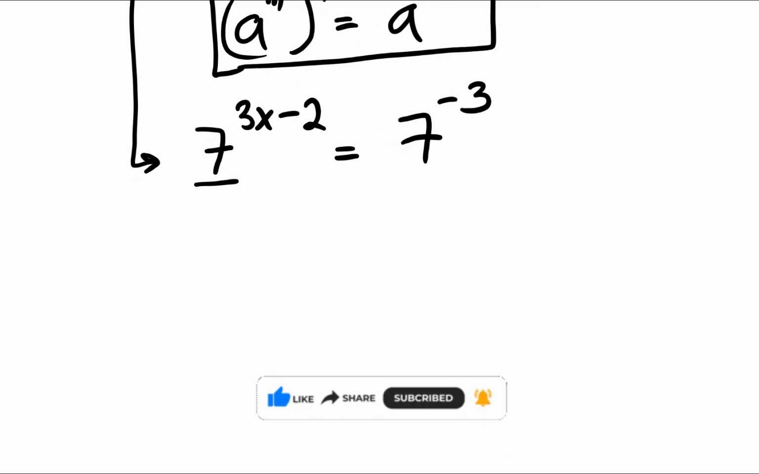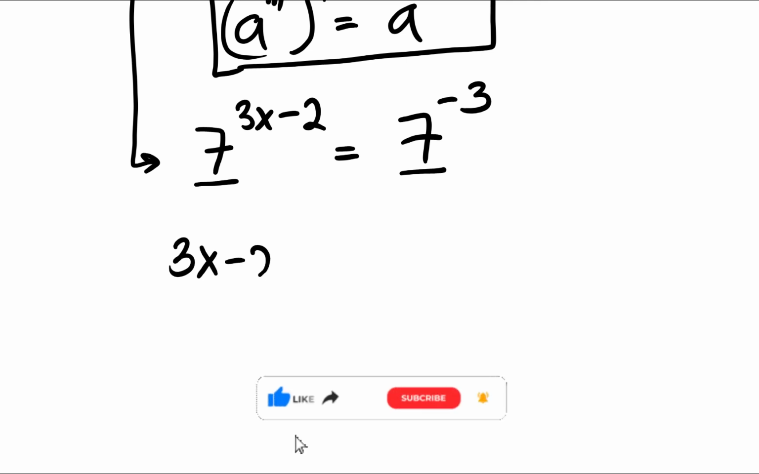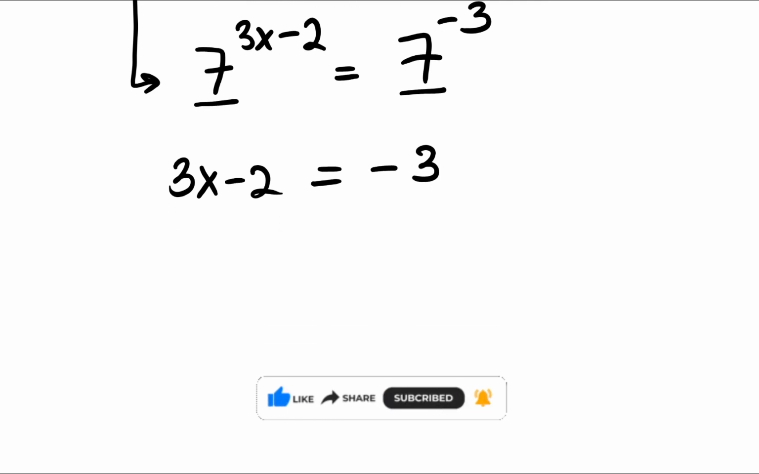Okay, so now you see that we have the same base. So all we need to do next is to equate the exponents. And the exponent on the left-hand side is 3x minus 2. And that on the right-hand side is minus 3. Now, we're going to try to move the variables on one side and then the numbers on a different side.